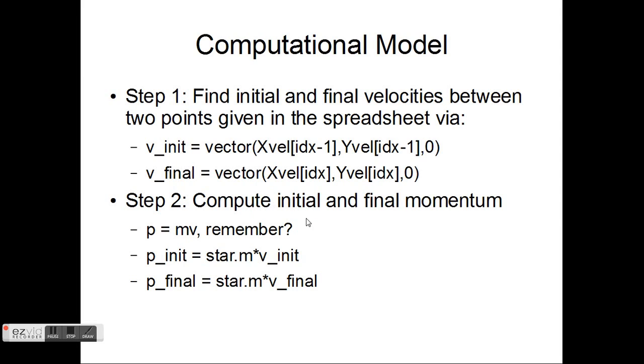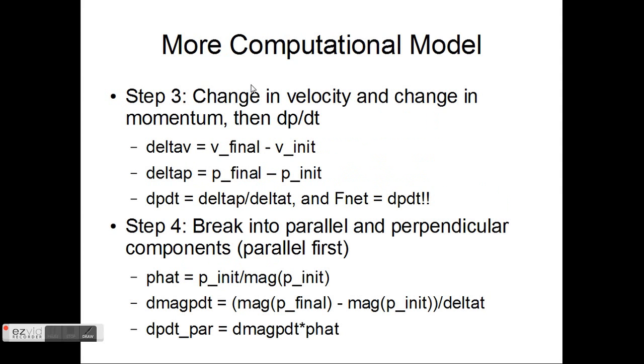Step 2 is to compute the initial and final momentum from the velocities and the mass provided in the initial condition. Step 3 will be to find the change of velocity and change of momentum, then dp/dt. Delta V is simply shown here, delta P is simply shown here, and dp/dt is just these two things divided. Note that Fnet is equal to dp/dt. That's very important.